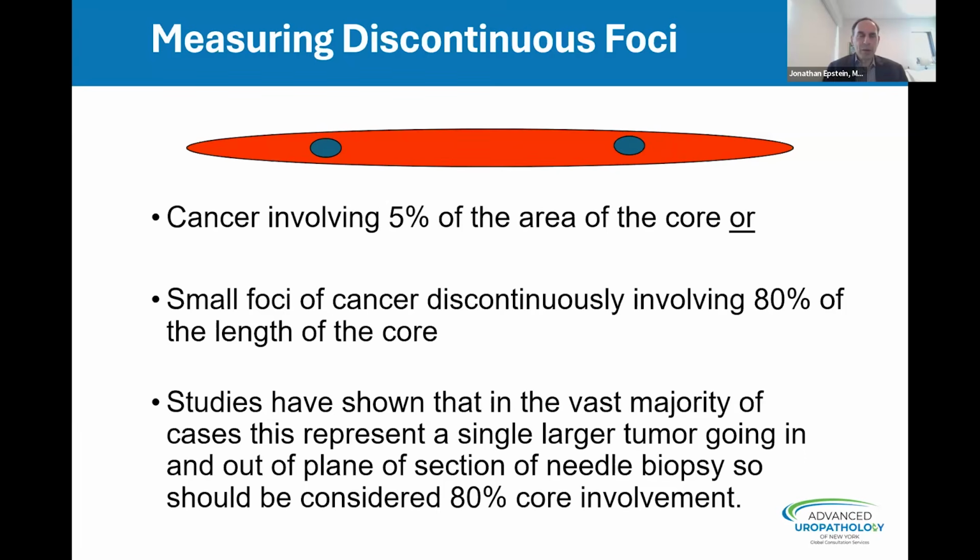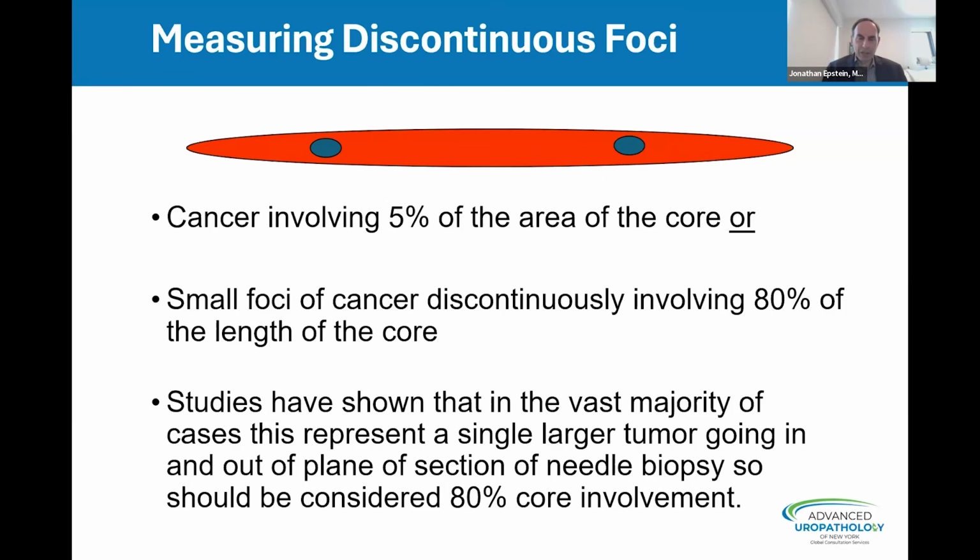And you could come up with 2 different ways that a pathologist would report this case. One, they could look at how much cancer is involved in the total area of that core. If they did that, you'd say cancer is involved in 5% of the area of that core. You divide the blue by the total red. But the other way to say it is that there are small foci of cancer, small little bits of cancer, discontinuously involving 80% of the length of the core, meaning you measure from one blue dot to the other and say that's 80%.